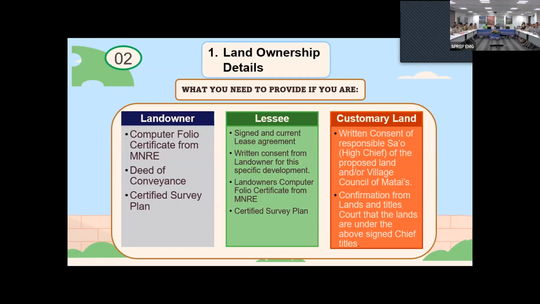And what we need from you instead is that consent letter, a signed one, and also the lands and title reports to say the person or persons who have signed this are indeed the people who should be signing for that.